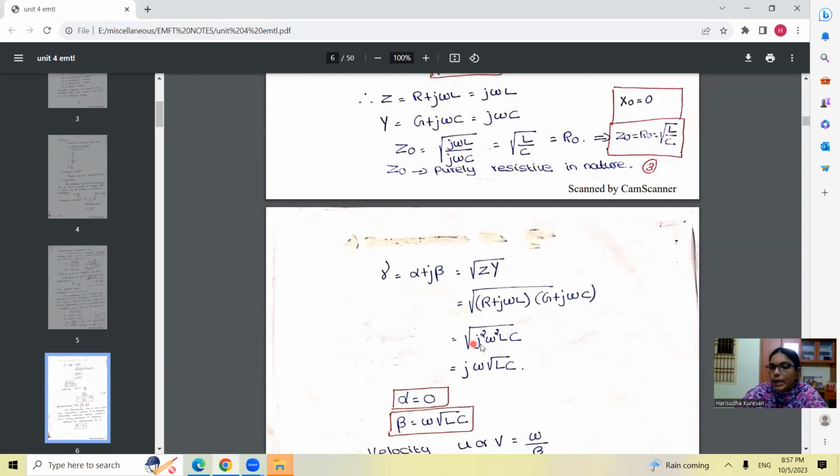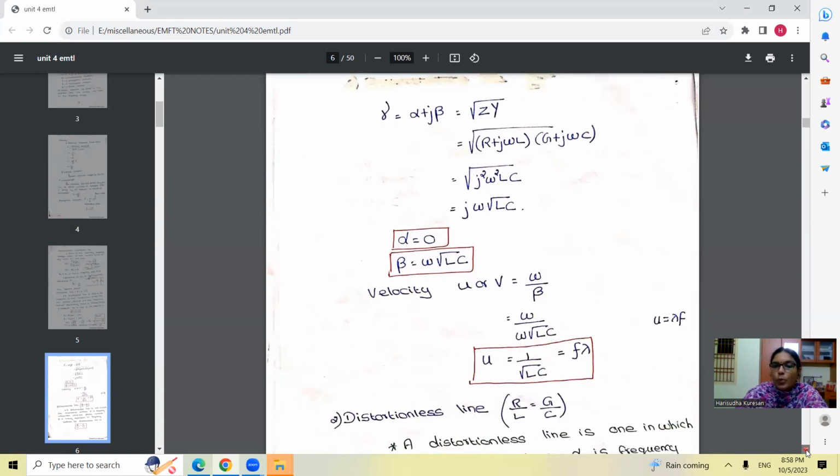Here the square root is there and the square is there, so they cancel, and taking the common terms outside, it becomes J omega square root of LC. This is an imaginary part because it is associated with the J term. So gamma equals alpha plus J beta, and we got gamma as a purely imaginary quantity. Therefore, we can conclude that the attenuation constant is equal to 0 and the phase constant beta is equal to omega root LC.